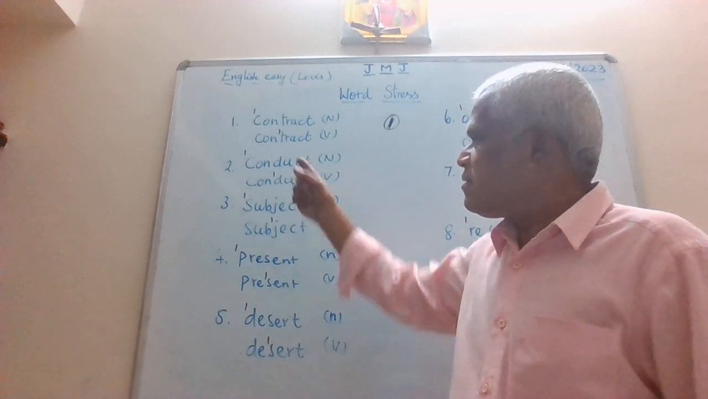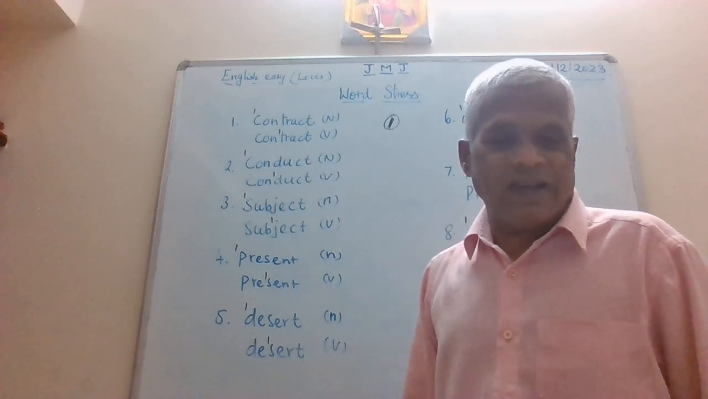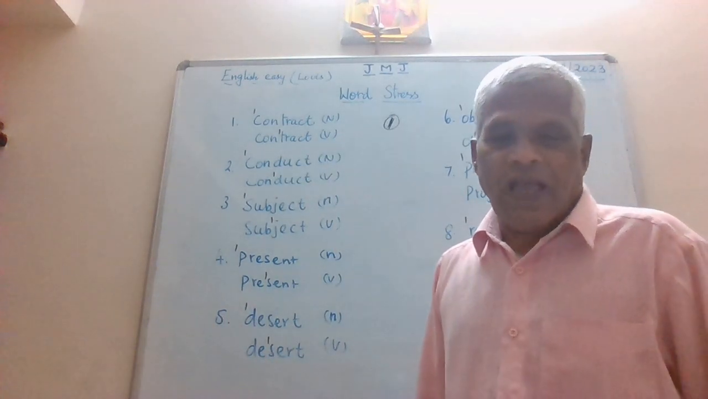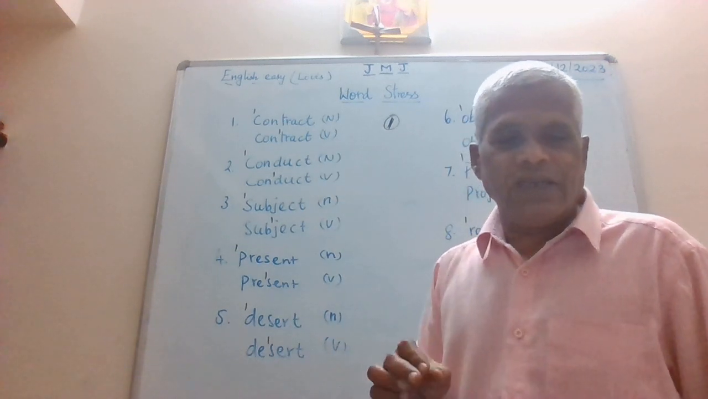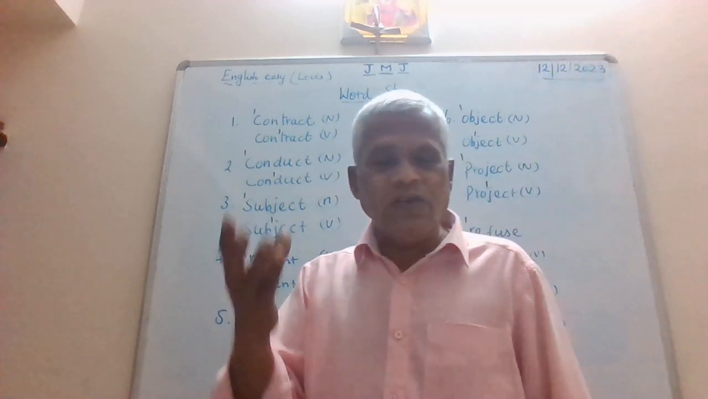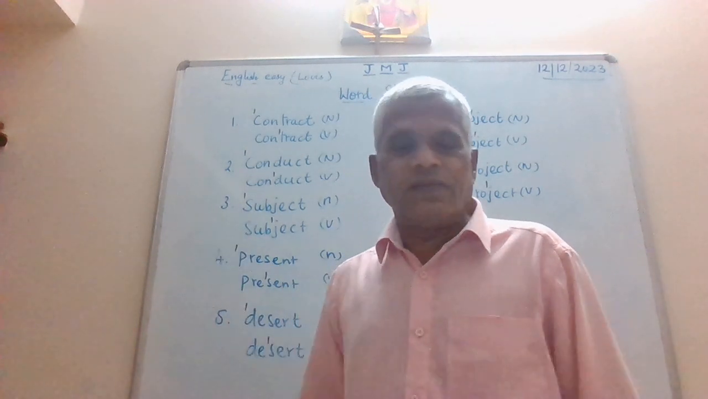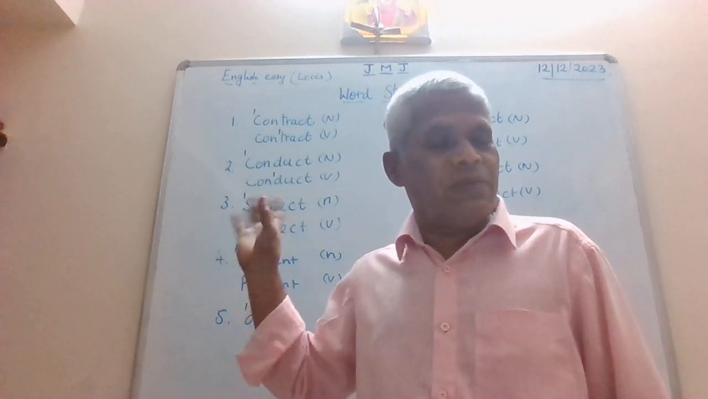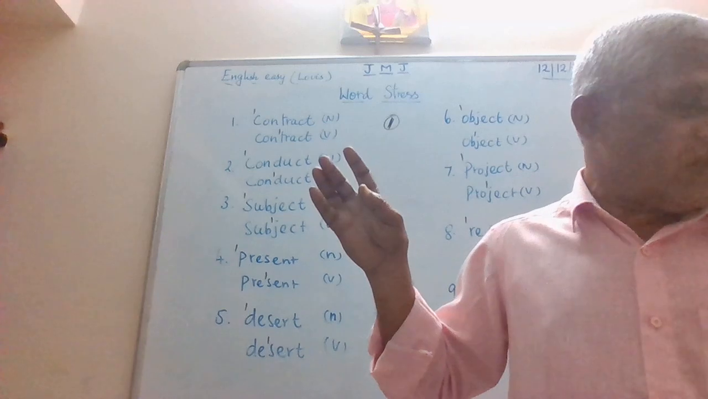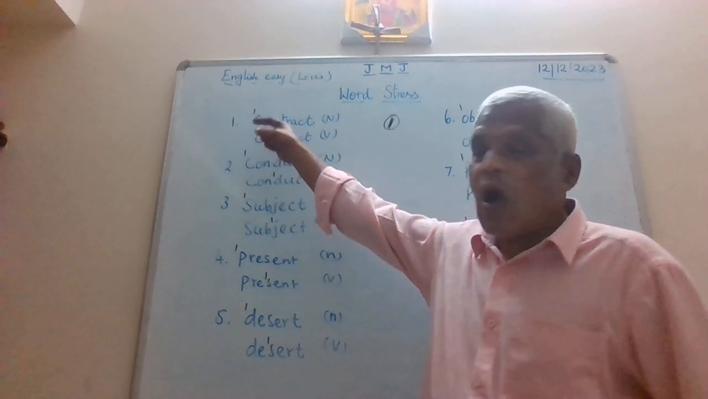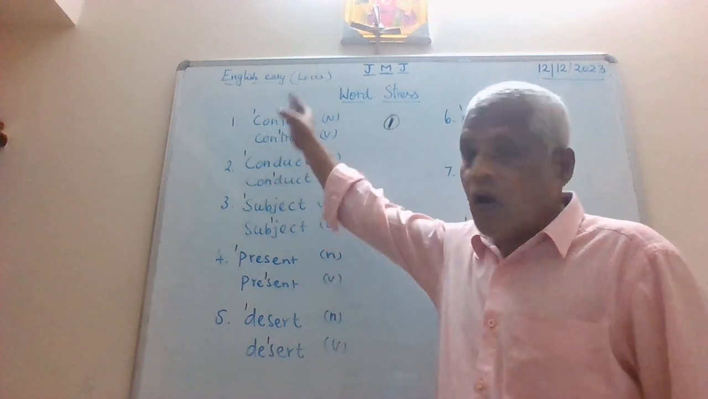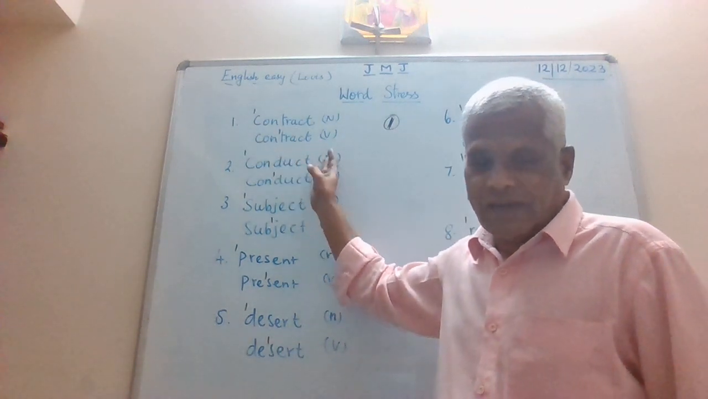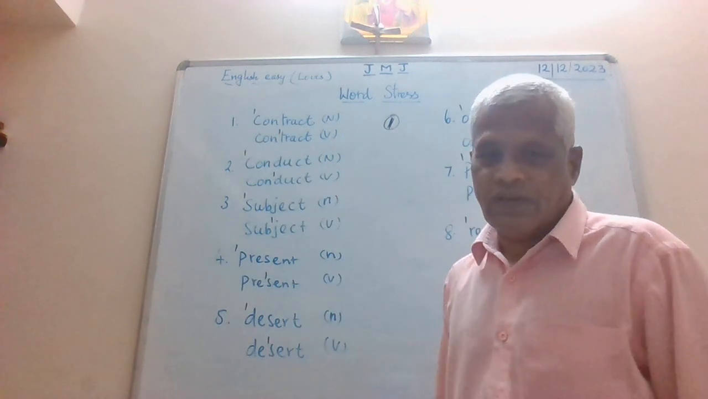But when you say contract, it is actually a verb. Contract means diminishing, reducing, going down. See, this is how the meaning changes. Meaning changes, decrease. See, contract, contract. That is how it should be pronounced.